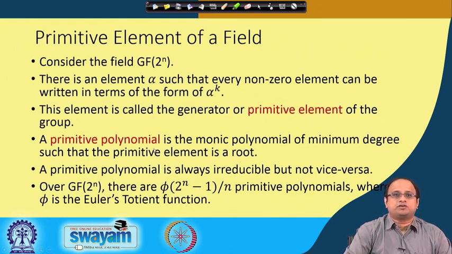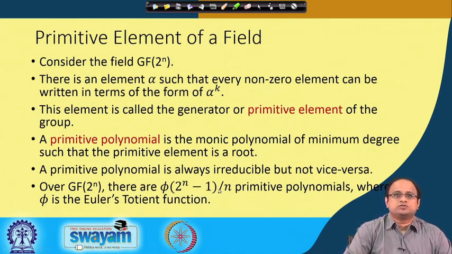Over GF(2^n), there are phi(2^n minus 1) by n primitive polynomials possible, where phi is the Euler totient function. So, there is more than one primitive polynomial possible, which means that if I take these polynomials and equate them to 0, then I will get elements which belong to the extension field and are roots of those polynomials. Those roots essentially are primitive elements of this field.